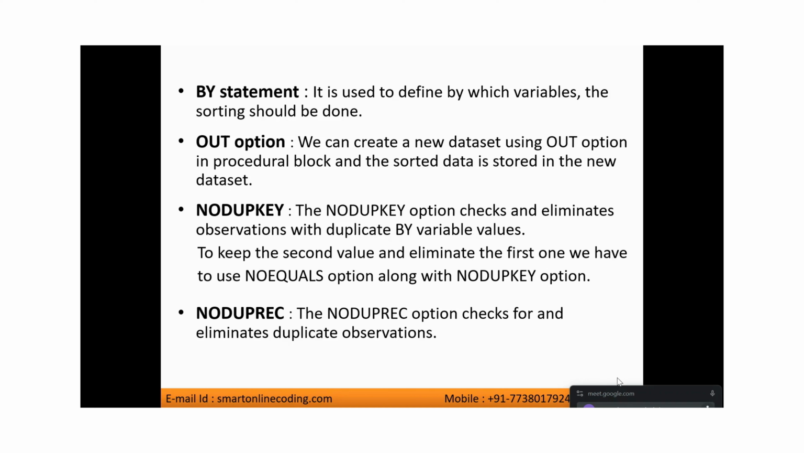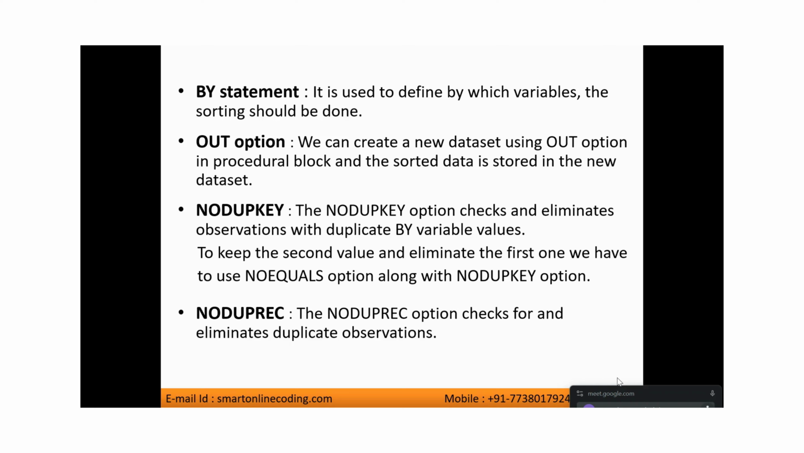Now what are these other two things? NODUPKEY, NODUPREC. Okay, now focus on these two points. The NODUPKEY option checks for and eliminates observations with duplicate BY variables. NODUPKEY means whatever you are passing in the BY, it will collect those variables together, whether it's 2, 5 or 10 variables, to see whether these are duplicate or not. If there is any duplicate, it will remove that particular row.